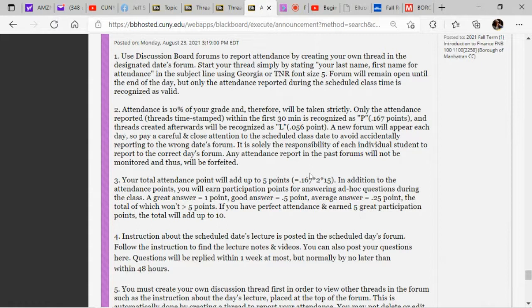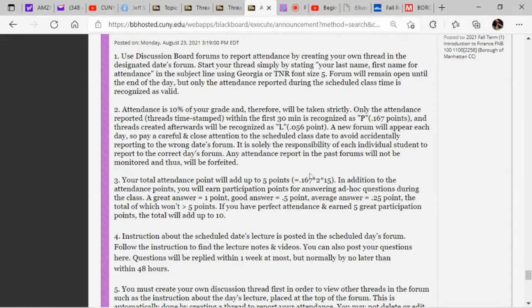And then if you earn answer points, which is class participation, it's not limited to 5. If you gave me 5 great answers, then that's 5. But let's say you gave me 20 good answers, that's 20 points. So if you made perfect attendance and gave me 20 good answers, you'll earn 25 points.